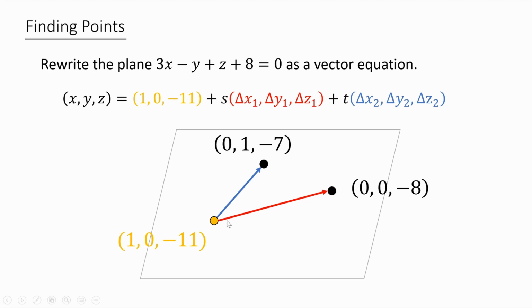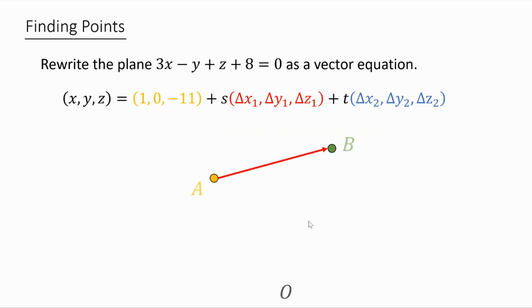Let's start by finding this red direction vector right here. In order to find this red direction vector, we're going to have to use the point 0, 0, -8, which is any of the points that are not this yellow one, and this yellow starting point. So our vector is going from this yellow starting point to this black point right here. If we wanted to find this red vector, we're going to have to do some manipulation.